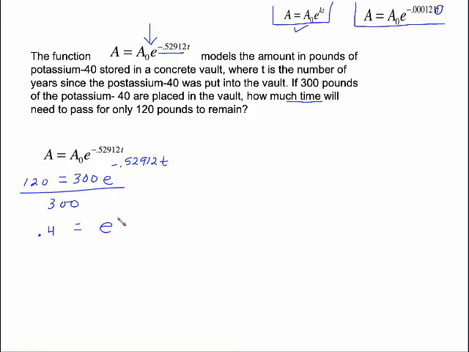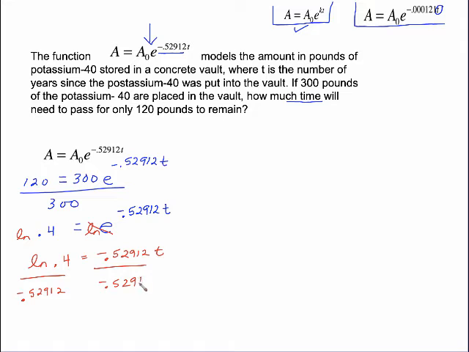And all we have over here now is e to the negative 0.52912t. And we know to undo e to the power, we're going to take the natural log of both sides. I leave this as ln of 0.4 for right now. That's going to cancel. We have negative 0.52912t. Simple equation now to get the t alone. Divide both sides by negative 0.52912, which is going to cancel, leaving the t.